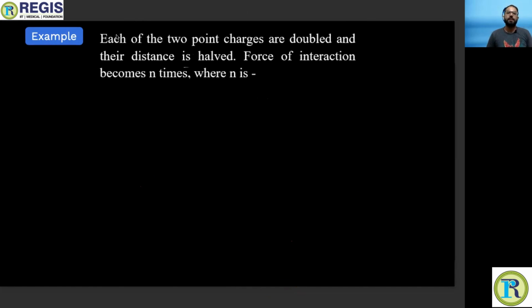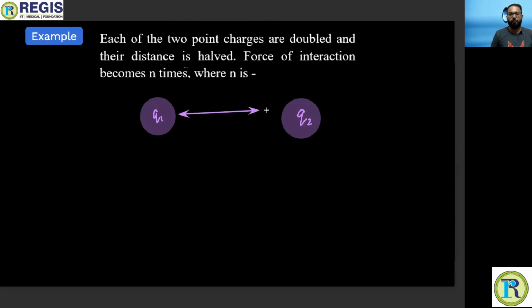Our question is: if each of the 2-point charges is doubled and their distance is halved, the force of interaction becomes n times, where n is? So now you can try this question. So there are 2 charges. First is Q1, second is Q2. Now, the initial distance between both the charges is how much? It's d.